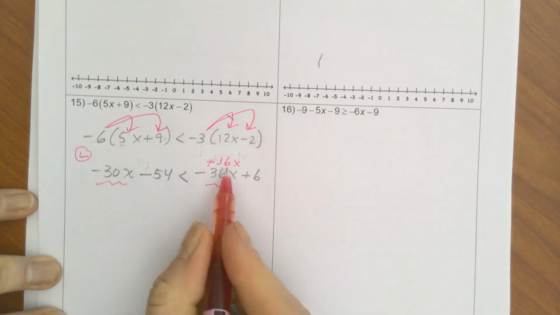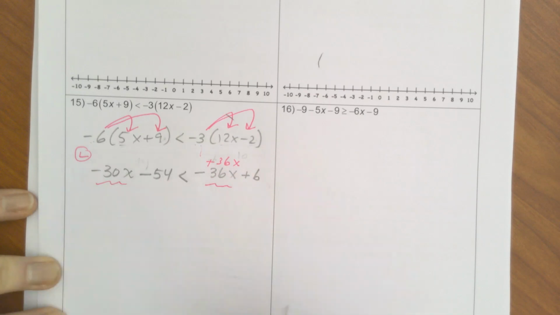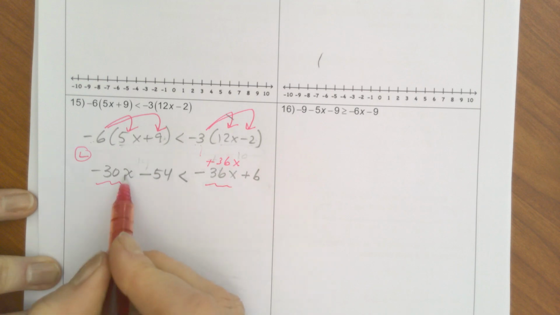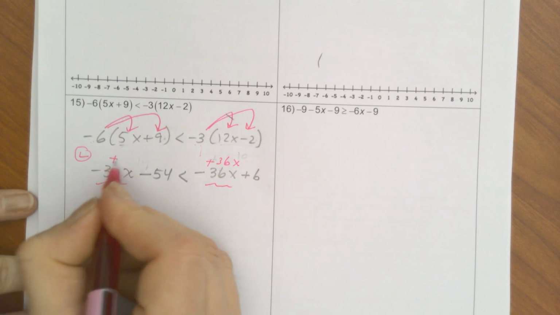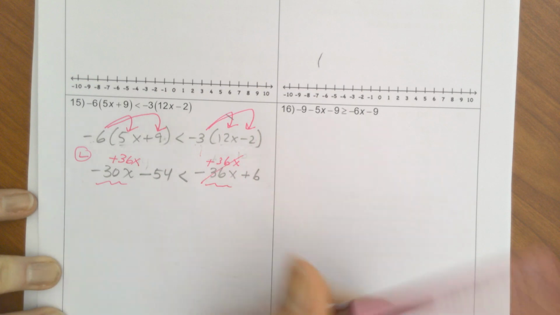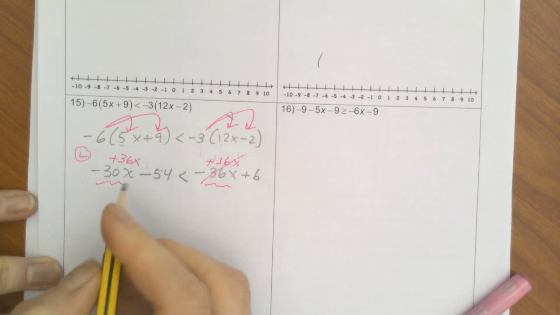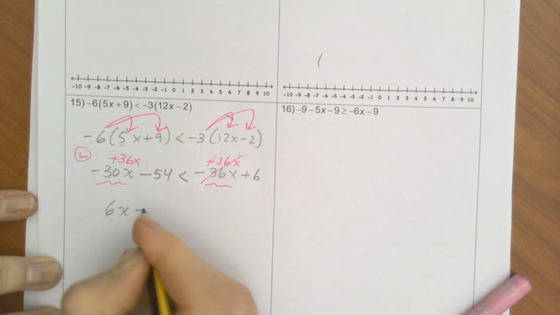And where do I put this guy? Do I put him with the 54 or the 30? I have to put him with the 30 because look, he has an x and he has an x. They are like terms. There, that's gone. This, I have 36, but then I lost 30. I only have 6 now.